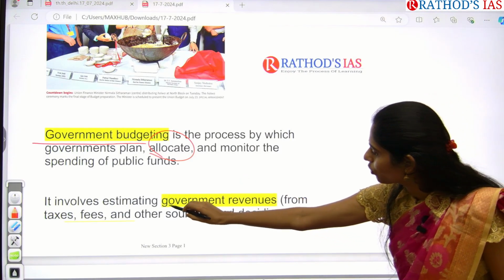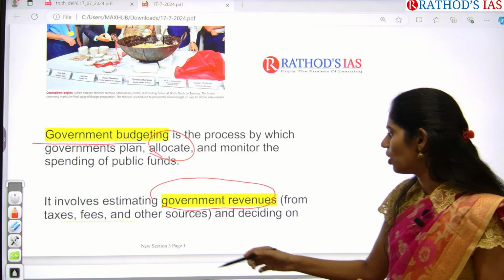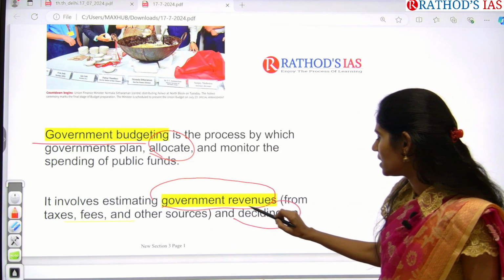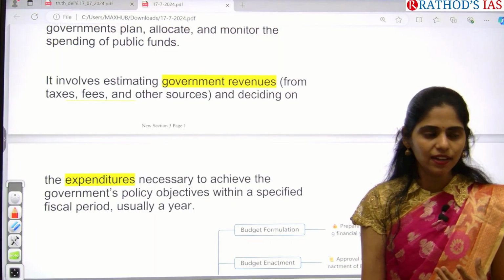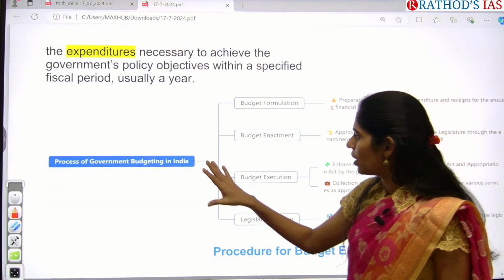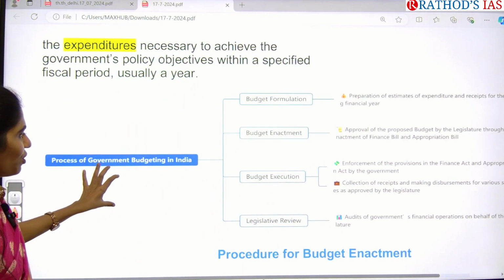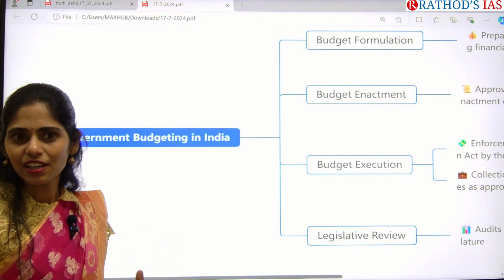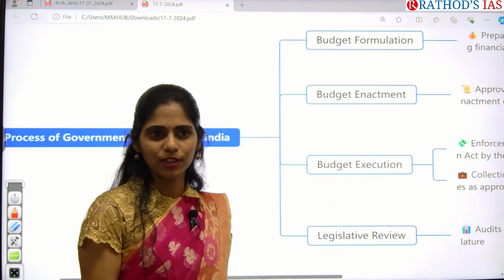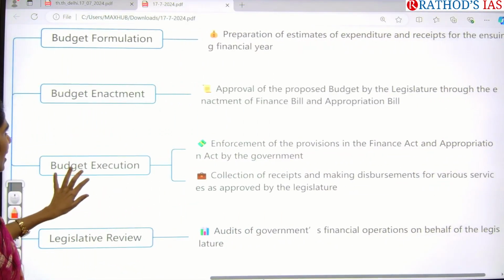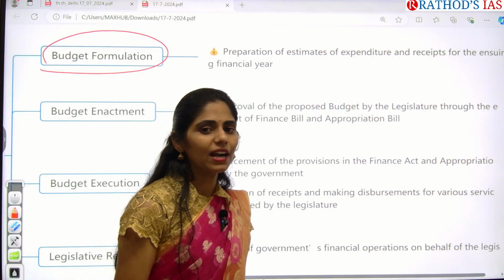So in this government budget, what will they have? First is government revenue, like taxes, fees or any other sources, and they will also be deciding where they have to spend, in which area. In the process of making this government budget, we have 4 steps. Actually we are in the last stage of making this budget. At the final stage, it is a tradition that we celebrate through this halwa ceremony. Okay. So in the first step, we have to formulate our budget. That means normally we will have different departments, different ministries.